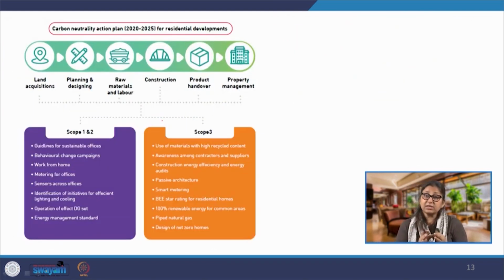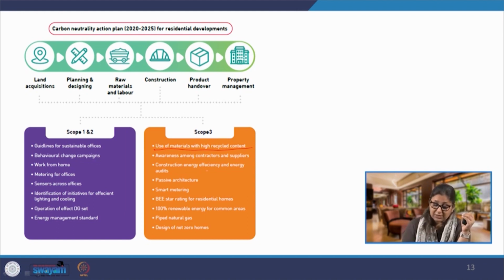Now, what is to be done to achieve the target of reducing emissions which the company has set for itself? It has identified some specific solutions, tasks and steps to be followed. For example, the emphasis has to be on the type of materials which are going to be selected. This is scope 3, we are talking about the upstream. What materials to be used? The materials which have a higher recycled content. So, fresh extraction and manufacturing is not required, and we will be saving GHG emissions from there.